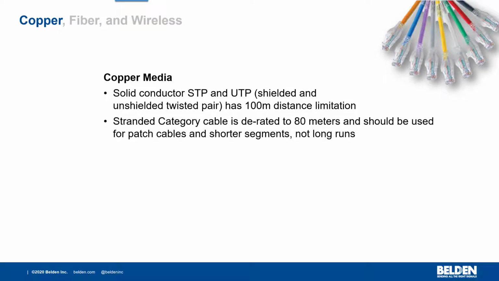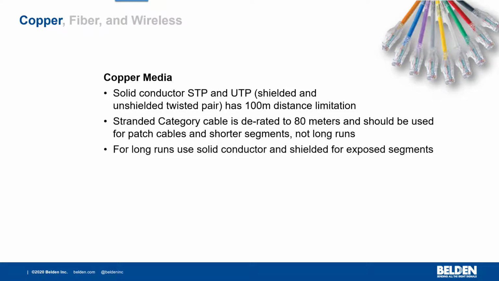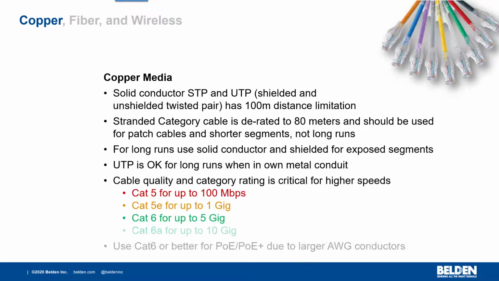When using stranded category cable, do note that stranded category cable is derated down to 80 meters and should only be utilized for patch cables or shorter segments. For any long runs, use solid conductor and make sure to use shielded twisted pair for anything that's exposed. When running longer runs, unshielded twisted pair is acceptable if being utilized in its own metal conduit. And obviously, the cable quality and the category rating is critical for higher speeds.